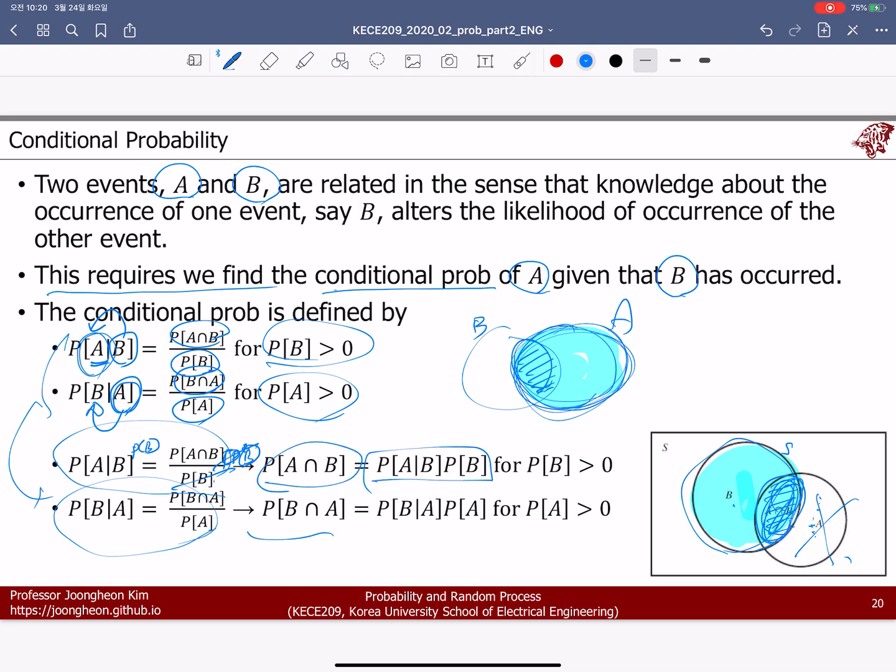In the same way, by multiplying by P of A on both sides here, this will be eliminated, and then we can say that P of B intersection A equals this one, when P of A is positive.